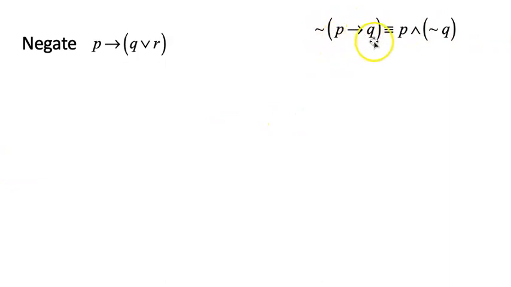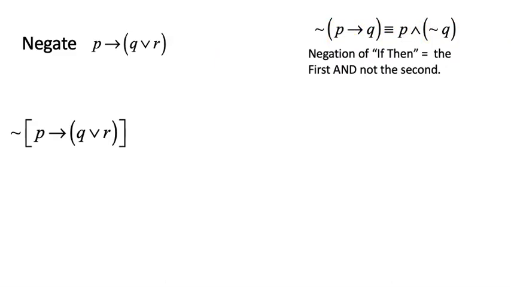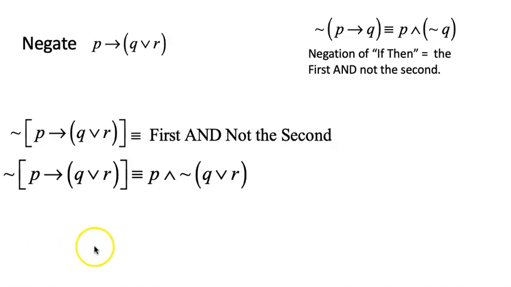The negation of first implies second. If I think of P as the first and Q as the second, the negation of first implies second is first and not the second. Right? So the negation of if then is the first and not the second. And our question here is the negation of P implies Q or R. So the first is P, and, so we know what our and symbol looks like, not the second, not Q or R. First and not the second. First is P, and not Q or R.